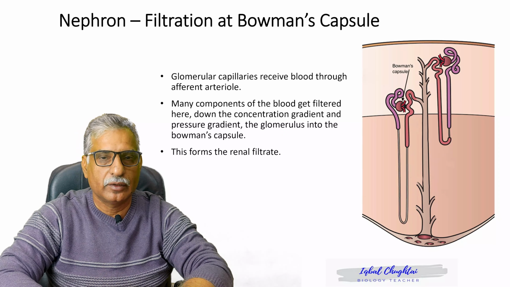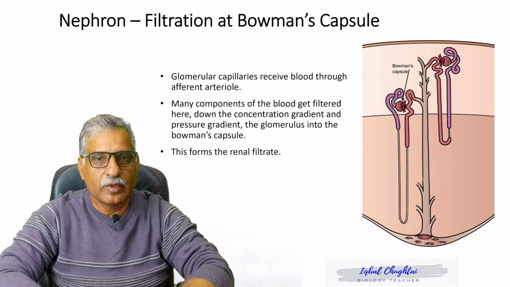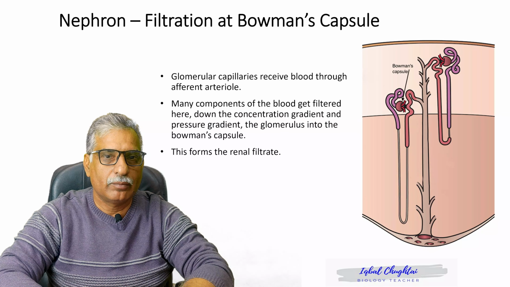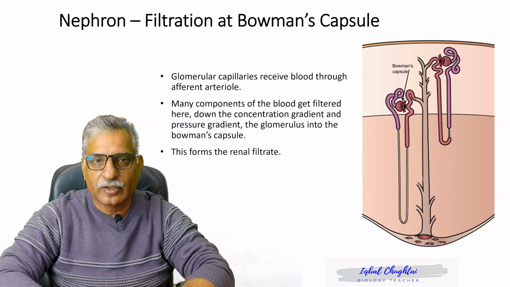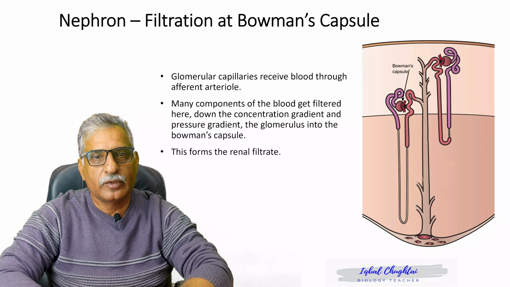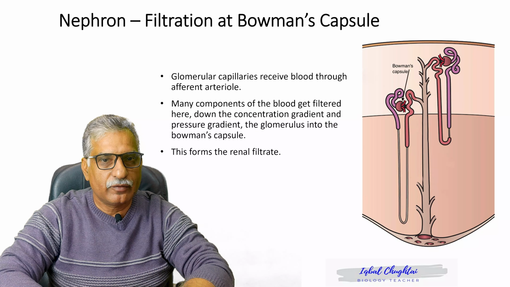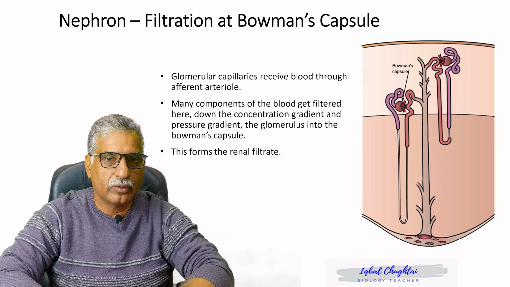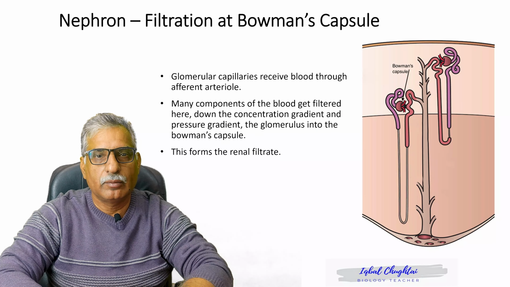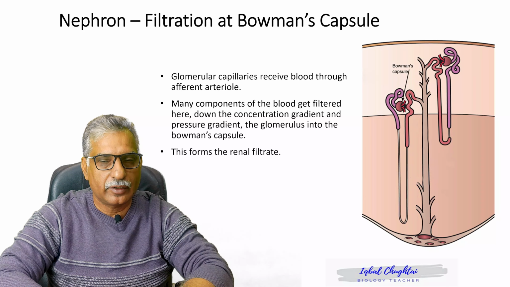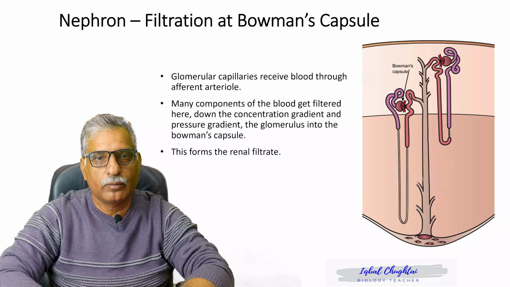Now this filtrate has almost the same composition as the blood present in the glomerular capillaries. Or you can say almost 50% of the blood gets filtered out, regardless of waste or important molecules or ions. Larger protein molecules and blood cells do not get filtered. But most of the components, in almost equal concentration, are filtered out and become part of the renal filtrate.